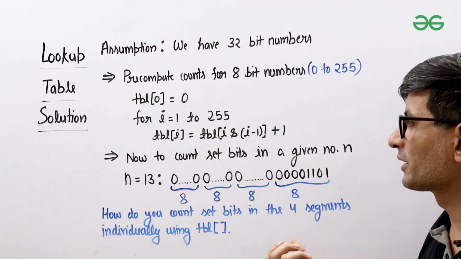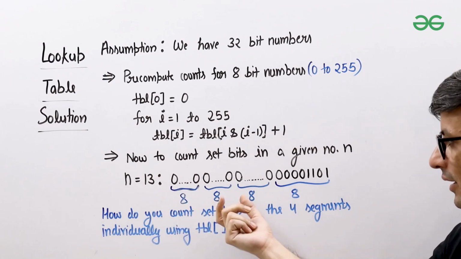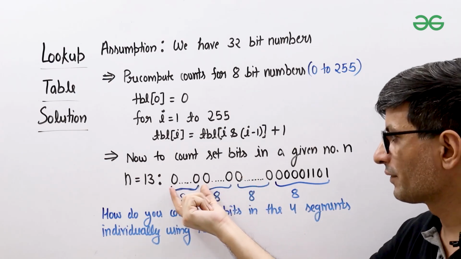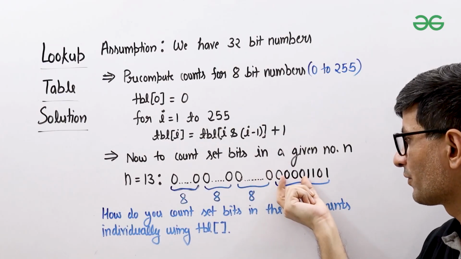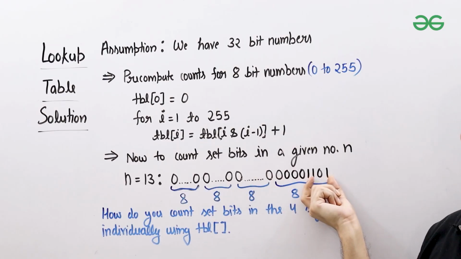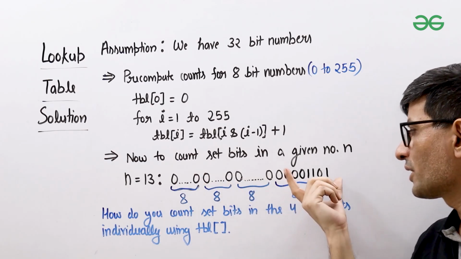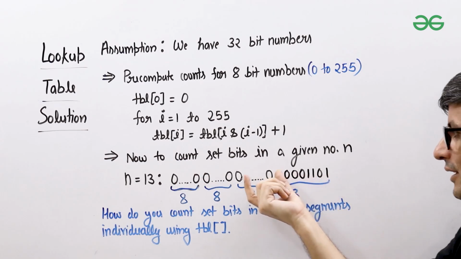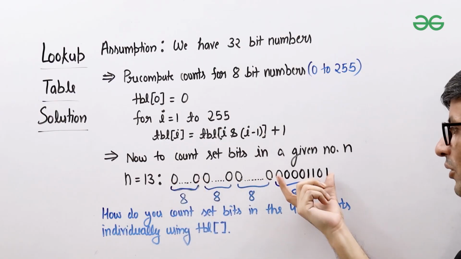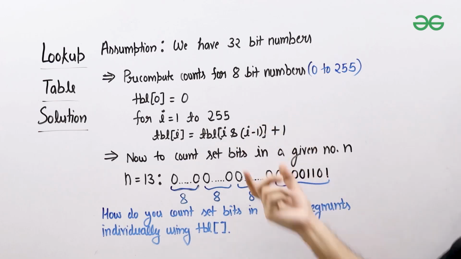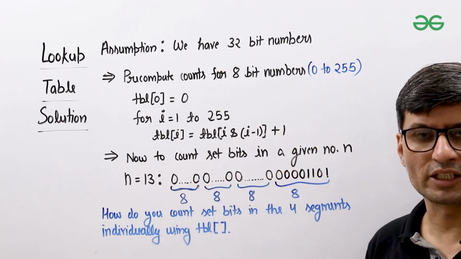Now, how do we use these numbers? See, we have a 32-bit number. For example, n is 13. Its 32-bit representation is going to be like this. The first 8 bits are going to be 0, next 8 bits 0, next 8 bits 0, and last 8 bits with first 4 bits 0 and last 4 bits as 1, 1, 0, 1. So we want to count the set bits. So what we do is, we count set bits in this 8-bit segment, then this 8-bit segment, then this 8-bit segment, then this 8-bit segment. And we can count the set bits in each 8-bit segment using the table. So we use the table to count set bits in individual segments, and then we sum the counts.